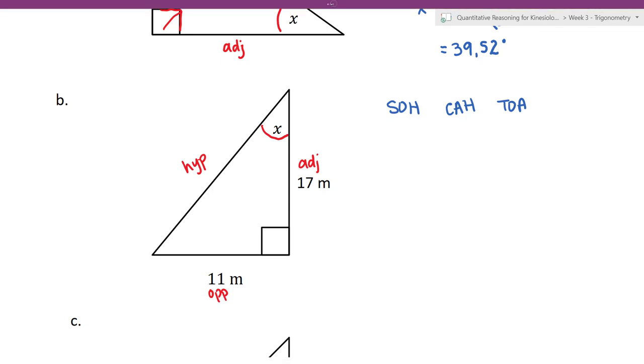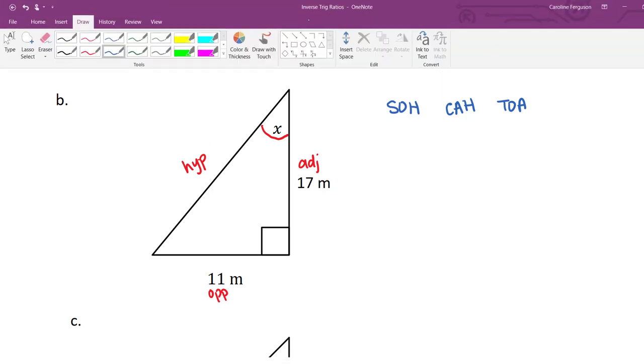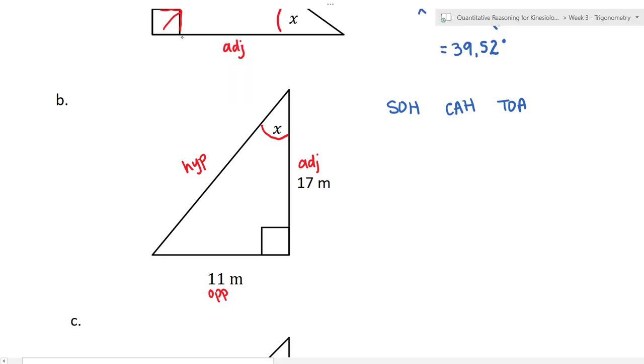And then I'm going to highlight which are the 2 sides that we know. Because we don't know the angle, we must know 2 of the sides. We know 11 meters is the opposite side, and 17 meters is the adjacent side. So we're going to choose the equation that has O and A in it, which would be TOA.